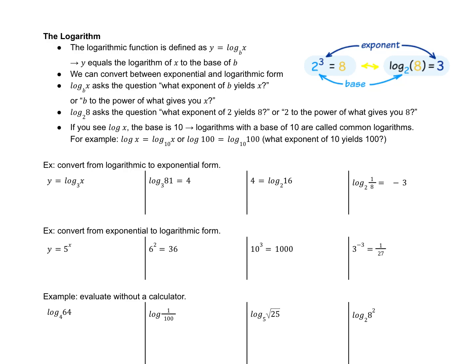In this video, we will be looking at logarithms. Here's something that you're already familiar with. 2 to the power of 3 equals 8. This just means if I multiply 2 by itself 3 times, I will get 8.